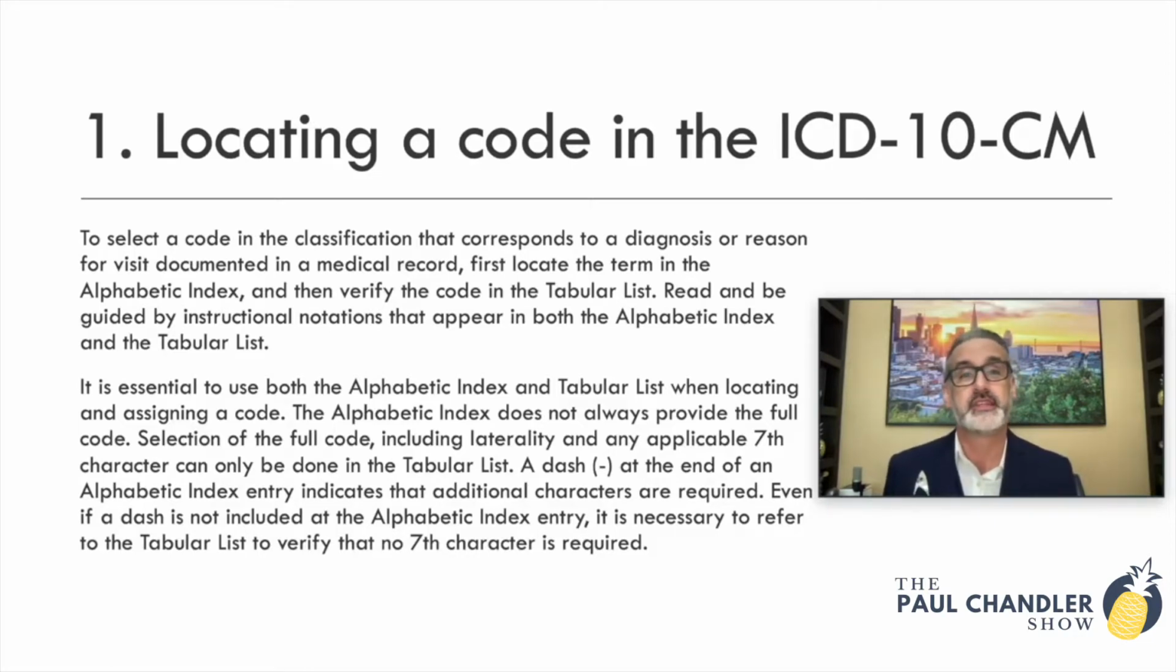We do this not only to ensure that we have the highest code specificity possible, as in going from 3 to 4 to 5 to 6 to 7 characters, but also to ensure that if there are any guidelines that we have to follow in the back of the book in the tabular list for that code. So a simple phrase: never code from the front of the book, always go to the back to verify the code. So part 1 here discusses locating a code in the ICD-10-CM.